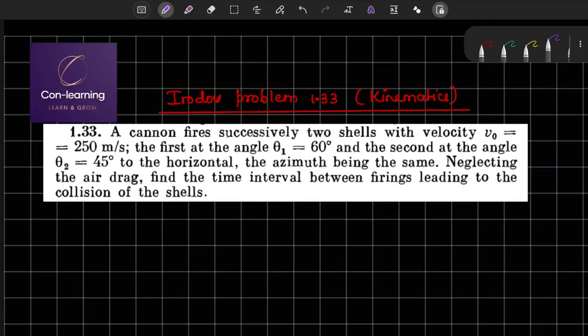Hello everyone. In this video we are going to solve problem number 1.33 from Irodov, and that is related to kinematics. So let us first read out the problem and then we will solve the problem step by step.